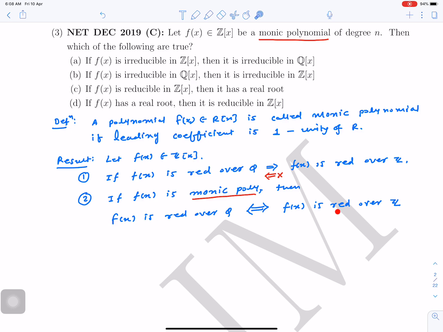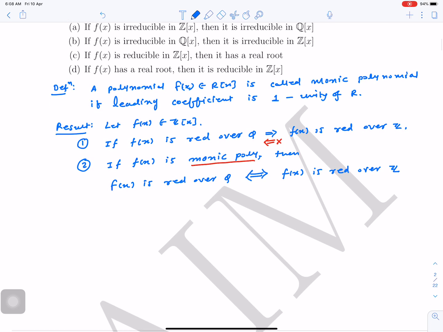If f(x) is not reducible over Z, that is, f(x) is irreducible over Z, then f(x) is not reducible over Q, that is, f(x) is irreducible over Q, and both ways. So another way of writing this result is: f(x) is irreducible over Q if and only if f(x) is irreducible over Z.